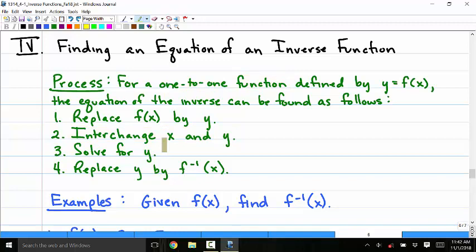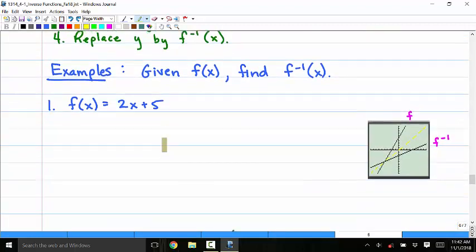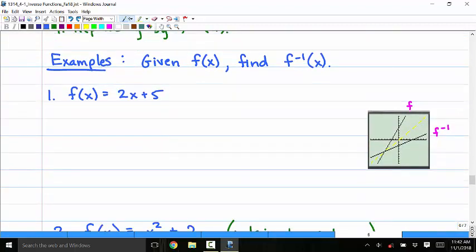What did you do when you had a set of ordered pairs? What did you do to the x's and y's? You switched them, right? You can do the same thing here. Okay, given f, find f inverse. Okay, the process says, instead of writing f of x, write y. Y equals 2x plus 5.